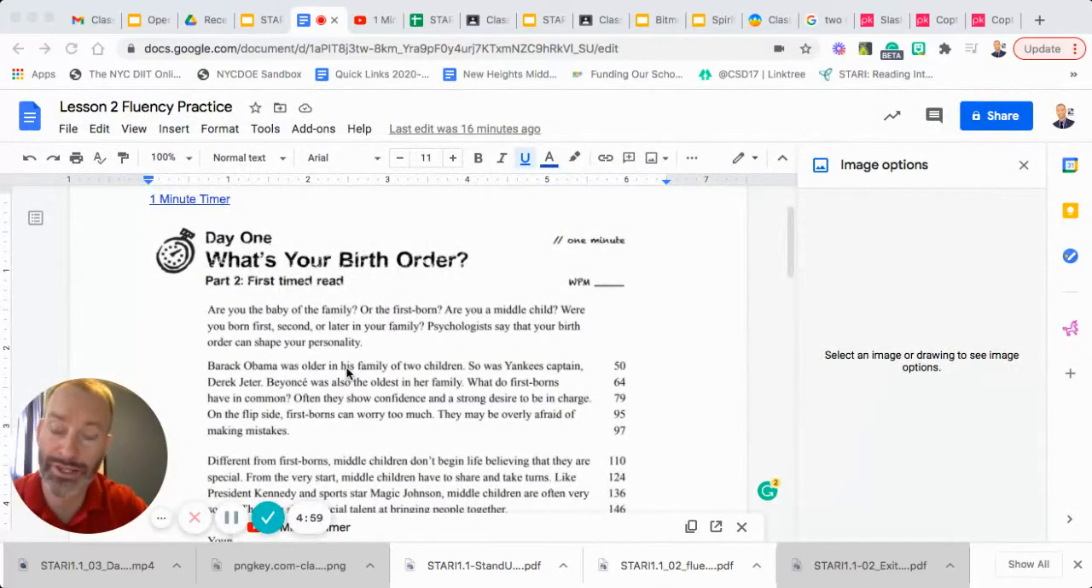Hey STARI scholars, today in your breakout group, you're going to calculate your partner's fluency rate and find out how many words they can read in 1 minute.